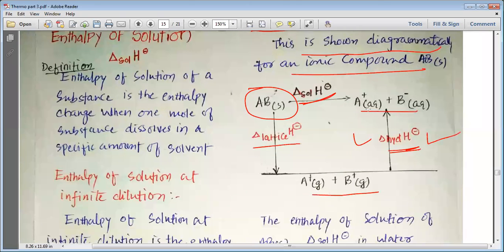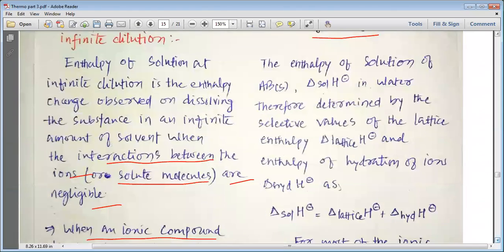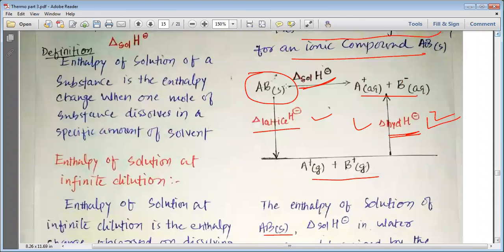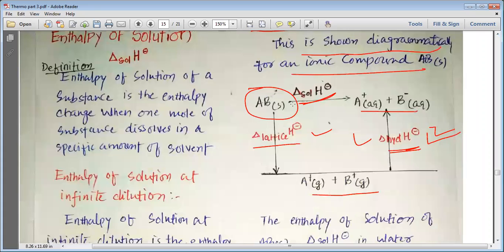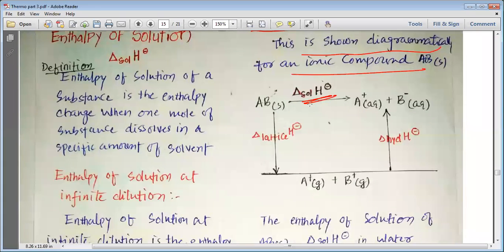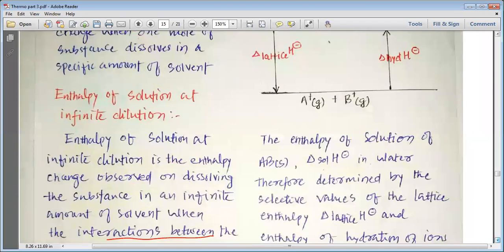So A plus turns aqueous and B minus turns aqueous when two processes take place. The energy related to the first process is known as lattice enthalpy. In the second process, hydration, the energy related to it is known as hydration enthalpy. The overall sum of both these energies, according to Hess's law of constant heat summation, we call the enthalpy of solution. So enthalpy of solution is the sum of lattice enthalpy and hydration enthalpy. That is what we understand from this diagram.